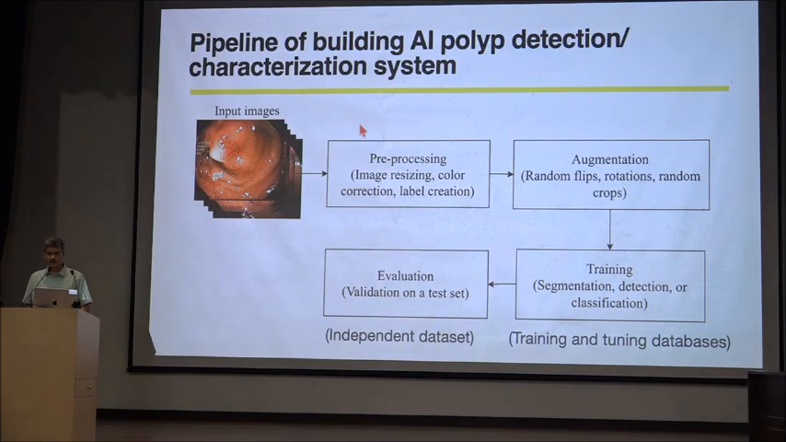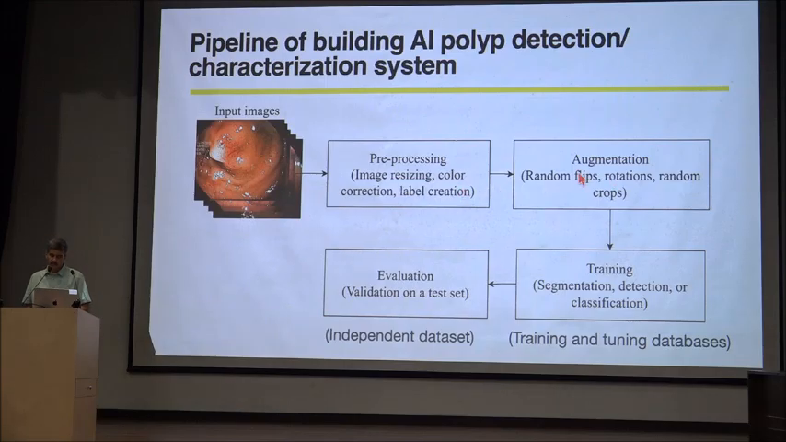So this is in a nutshell the pipeline for building an AI polyp detection, that is CAD-E, and characterization, that is CAD-X system. So we feed the algorithm input images, and I'll show you the databases from which these are taken. And then these images are pre-processed. You size the image in a standard size, you do color correction, you label them, you crop them, and you sort of balance the colors in the different images.